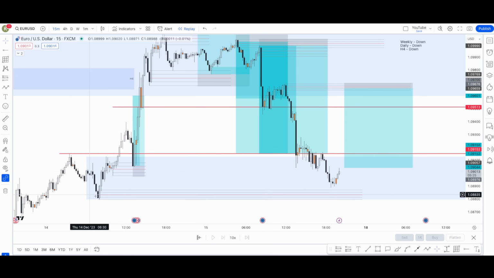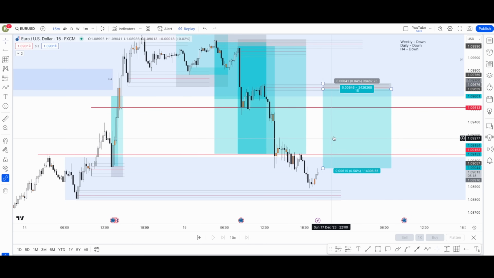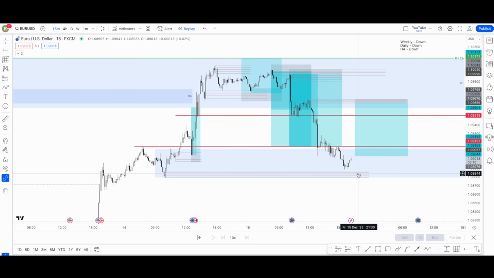Maybe this one. I'm going to watch how price comes to it. If we don't tap into it before the end of the day, we've only got another hour and 15 minutes. I wouldn't take any trades now, but there's potential for this one. So let's just go through and tally everything up.